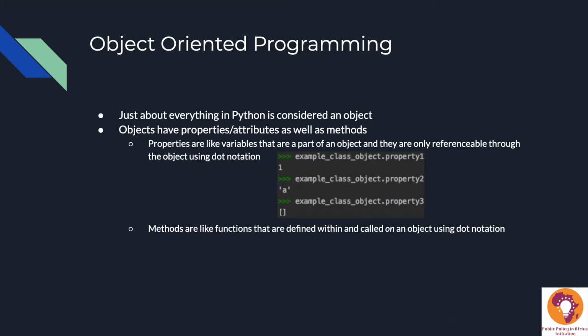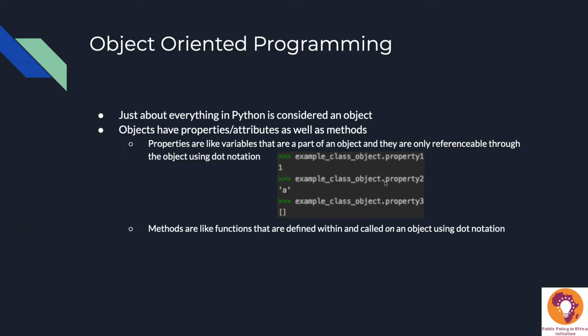So properties are like variables that are a part of an object, and they are only referenceable through the object using dot notation. So we can see in this example here, I have an example class object that I've created here, and then I'm using the dot notation to reference its property one. So this object has a property called property one. And when I reference that property one using dot notation, we see that I get an output one here to the console.